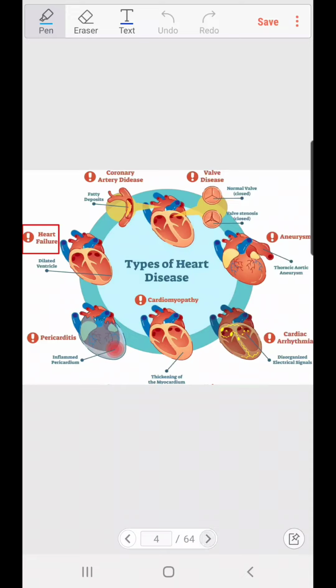Also, you have other conditions like pericarditis, coronary artery disease, any of the valve issues, they also cause heart problems, aneurysm, and also cardiac arrhythmias.